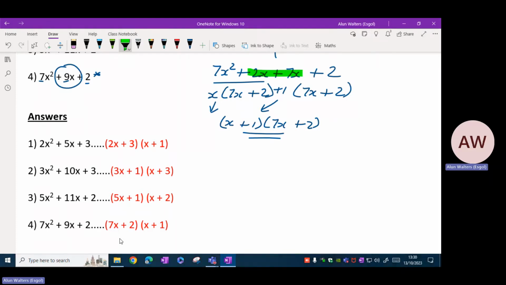So mark those off now. Pause the screen, go over something again if you need to. They are easier with all positive values. We're going to look at negative values next.